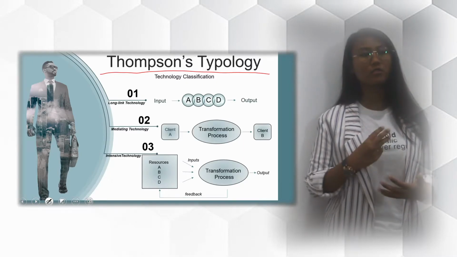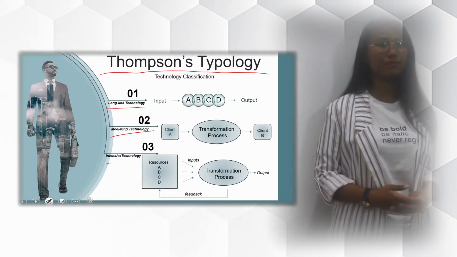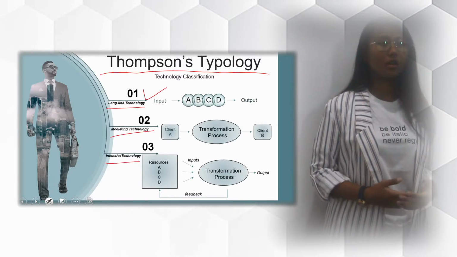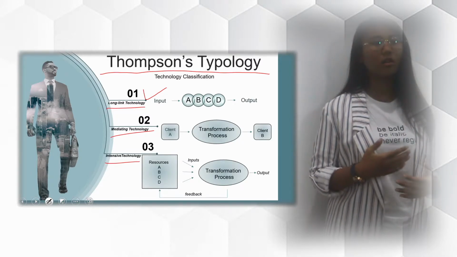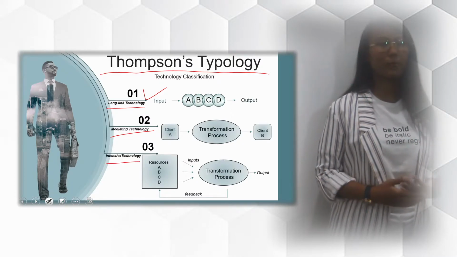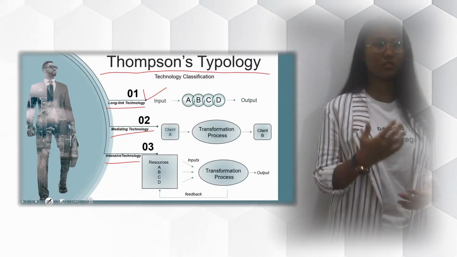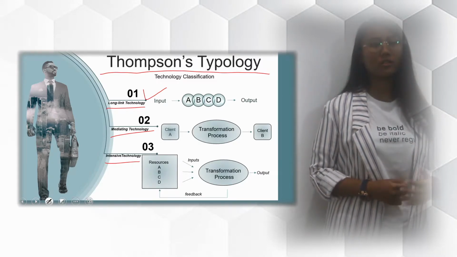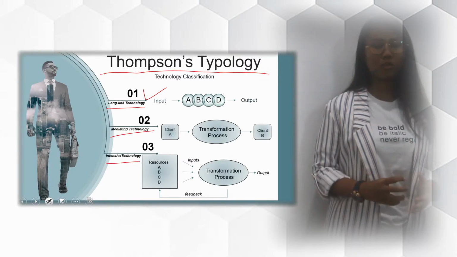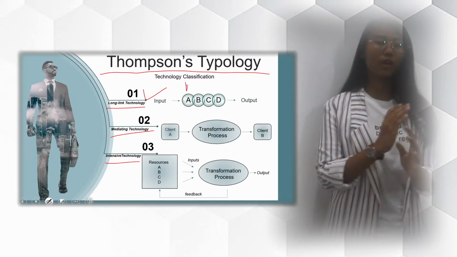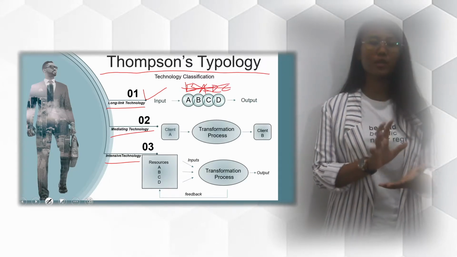The typology includes three categories, or three classifications. The first one is long-link technology, a production process consisting of a fixed sequence of steps to transform standardized inputs into standardized outputs. Both Woodward's mass and flow production technology fell under this category. Examples are steel and chemical plants. So, as you can see in the picture, you can put the inputs into B first, after that A, after that D, and the last one is C. It can be like that, so it must be in order.